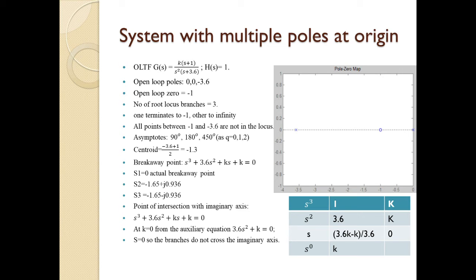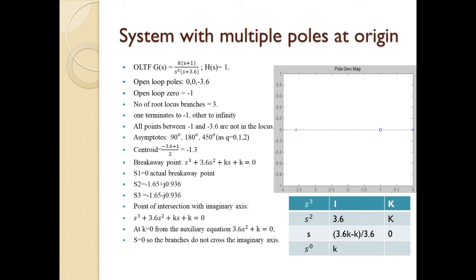So from this we can say there are 3 poles of the system, and poles are located at 0, 0 and minus 3.6. So at the 0 location there are actually 2 poles, and at the minus 3.6 location there is 1 pole, and the zero is located at minus 1. So according to the rules, from these 3 branches, 2 branches will terminate at infinity, whereas a single branch will terminate at the zero location, that is at minus 1.